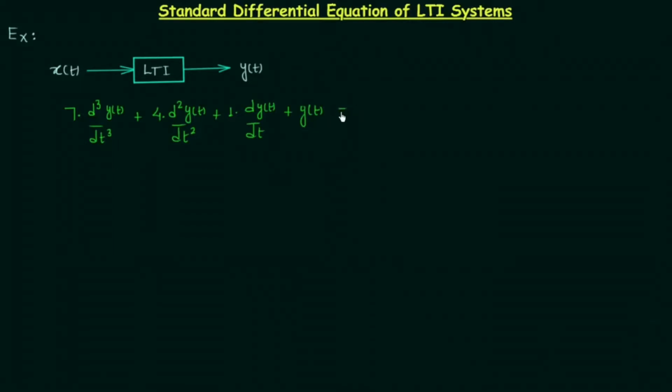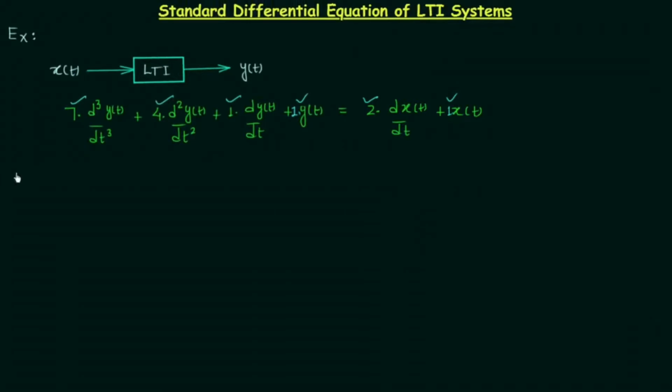Now we will move to the right hand side. On the right hand side we have the input x(t) and its derivatives. So in this equation we have 2 times the first derivative of input x(t) plus the input x(t) itself. So this is the equation for this LTI system, and here you can see we have coefficients, this 7, 4, 1 and 1 here, 2 and again 1 here are the coefficients, and all the coefficients are constant. So in our general equation we need to have all the coefficients as constant. This is one important point.